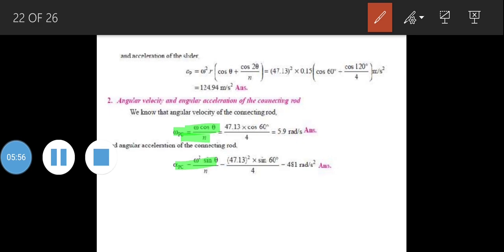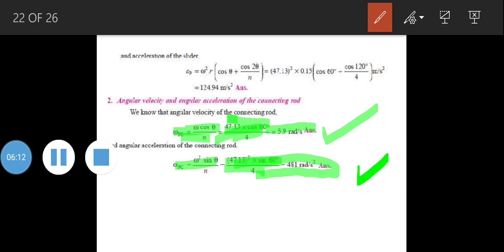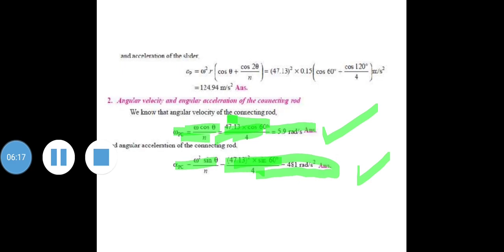So omega value which we obtained, and cos theta was given as 60, and values as the ratios, that is 4, and we will get the angular velocity as well as angular acceleration of the connecting rod. So this is how we can solve the problems by using analytical method. No need to go for drawing diagram, that is for graphical method. By utilizing the formula, we can directly substitute and we will get the values.